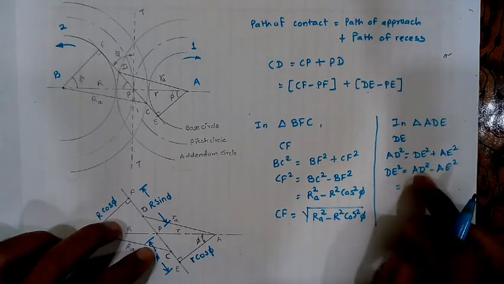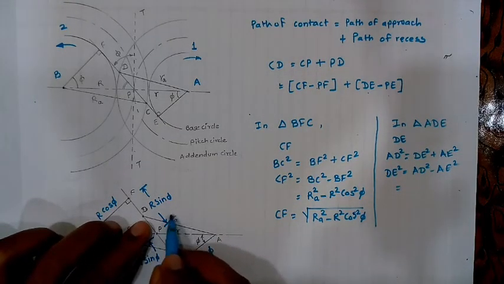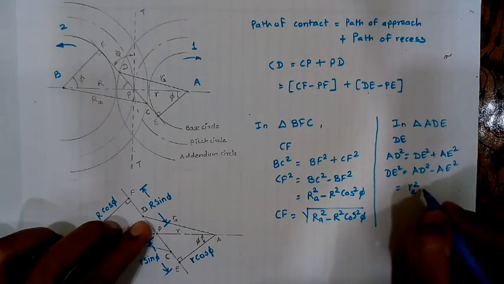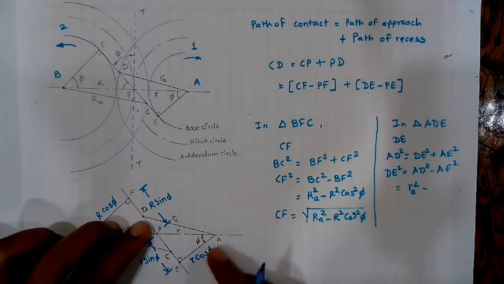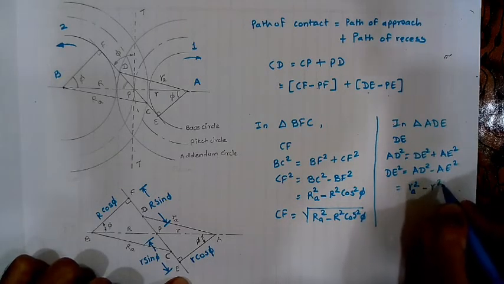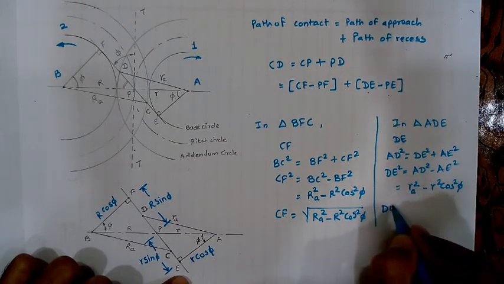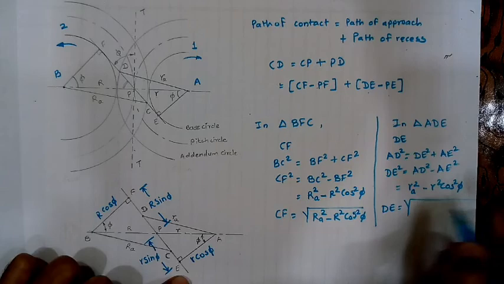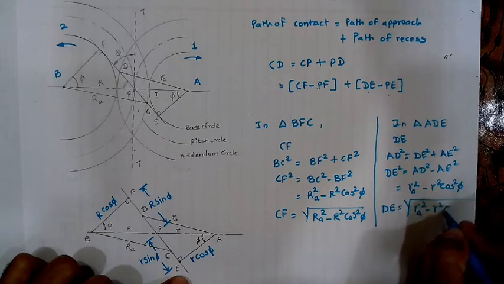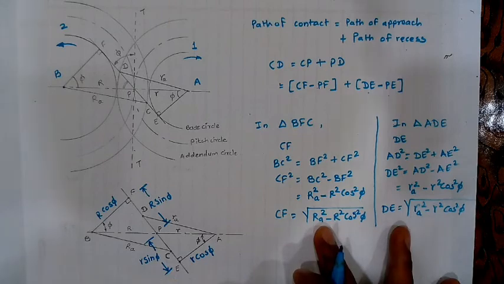So what is AD? From the diagram, AD is small r_a, that is the addendum circle radius of pinion. So small r_a square minus AE distance. AE distance is small r cos phi, so small r square cos square phi. So DE is equal to under root of small r_a square minus small r square cos square phi. So these are the two required values.